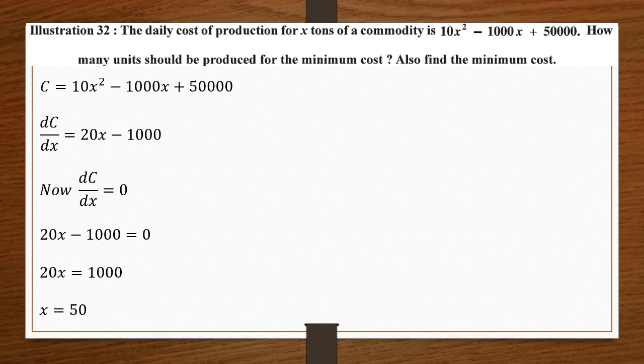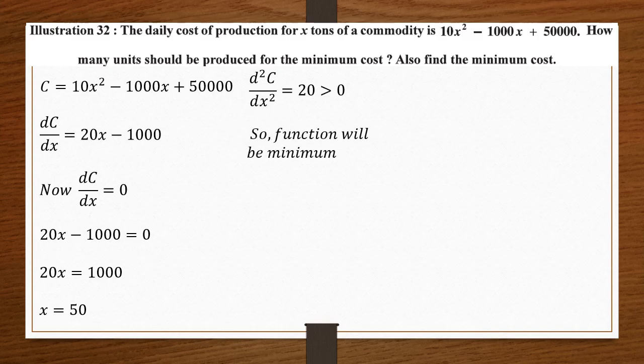But let us check whether this will be the maximum or the minimum. Next, d square c upon dx square, that is the derivative of 20x minus 1000. So 20x becomes 20, 1000 becomes 0. So 20, which is greater than 0. So the function will be minimum. When the second order derivative is greater than 0, the function will be minimum. So production cost will be minimum at x is equal to 50.